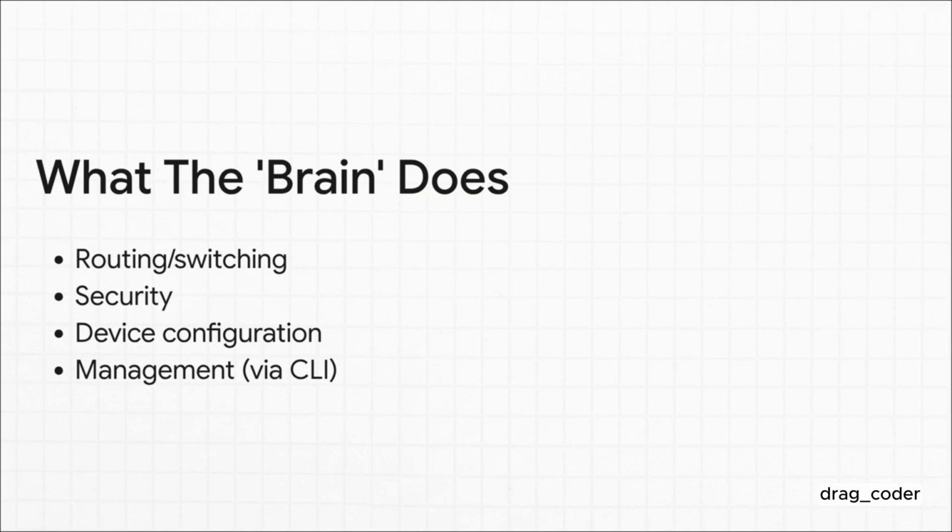So what does this brain actually do all day? Well, it's doing all the heavy lifting, figuring out the best paths for data, directing traffic locally, and keeping an eye on security. But most importantly for us, it gives us a way to talk to it, and that's called the Command Line Interface, or the CLI.